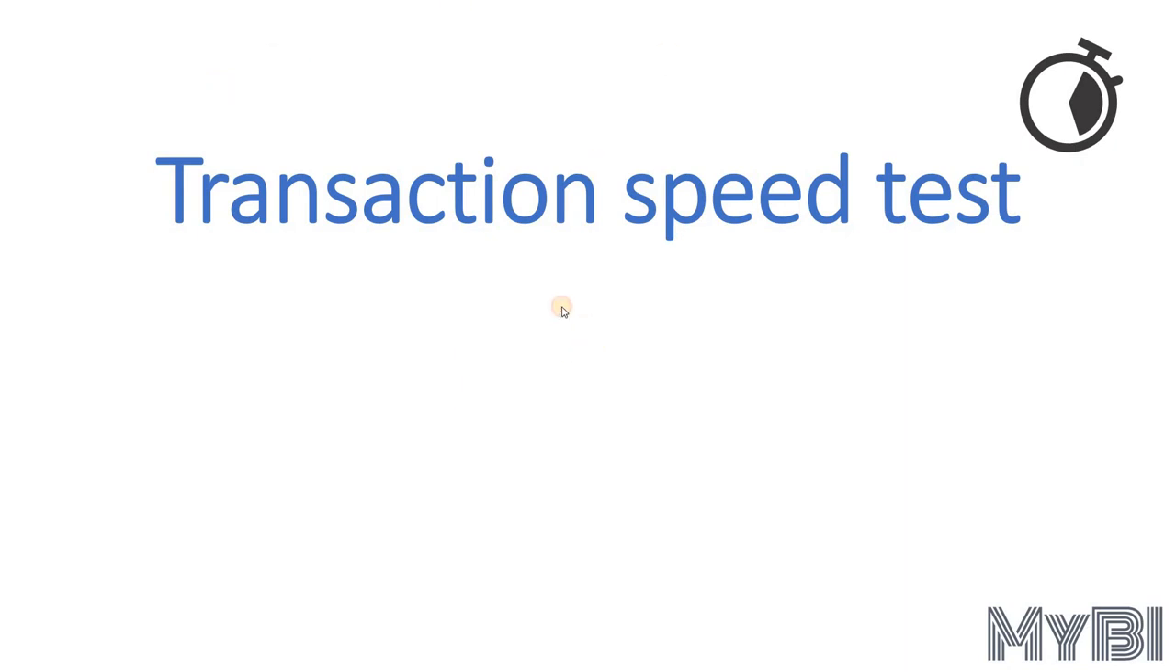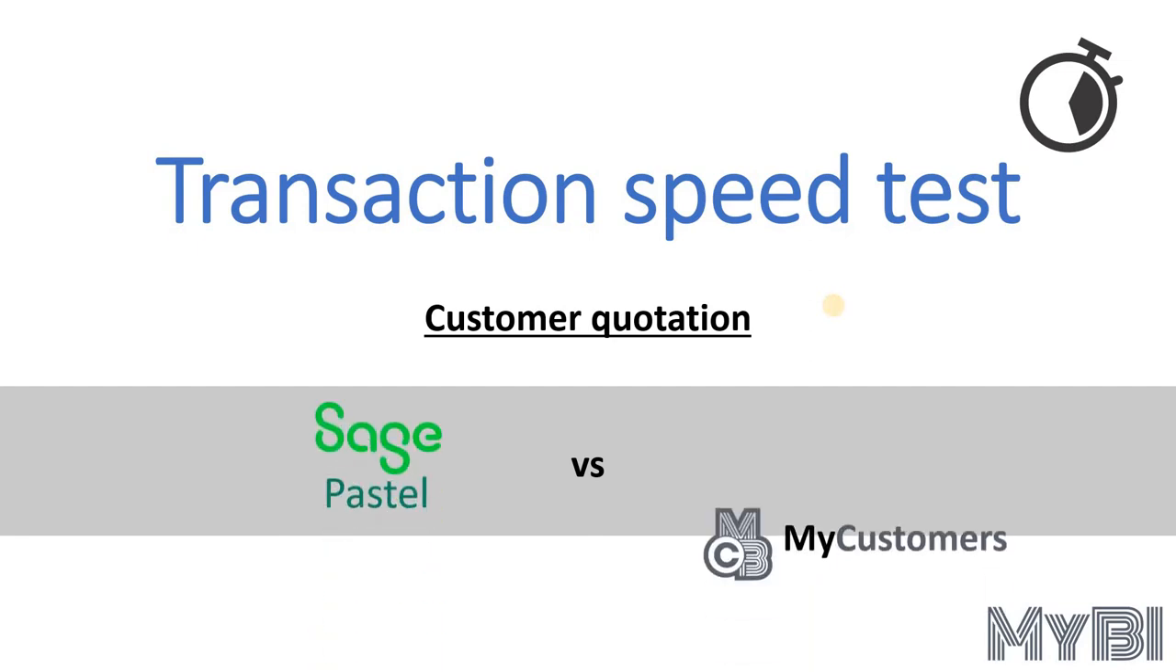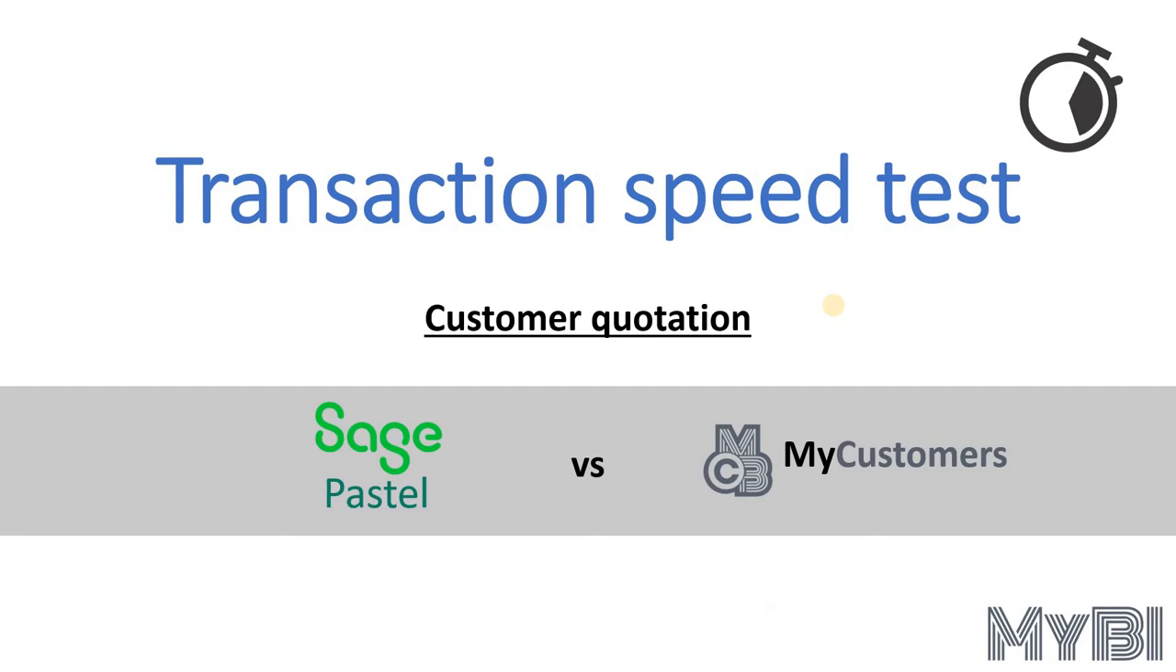All right, so let's do this. But what is this speed test about? We're going to do it in customer quotations, and we're going to do it in a versus manner. So we're first going to do it in Sage Pastel, and then we're going to do it in MyCustomers. All right. So first of all, this is not a winner take all kind of environment. MyCustomers is an app that plugs into a Pastel environment. So ultimately, it then creates customer documents that you're able to import into your Pastel.